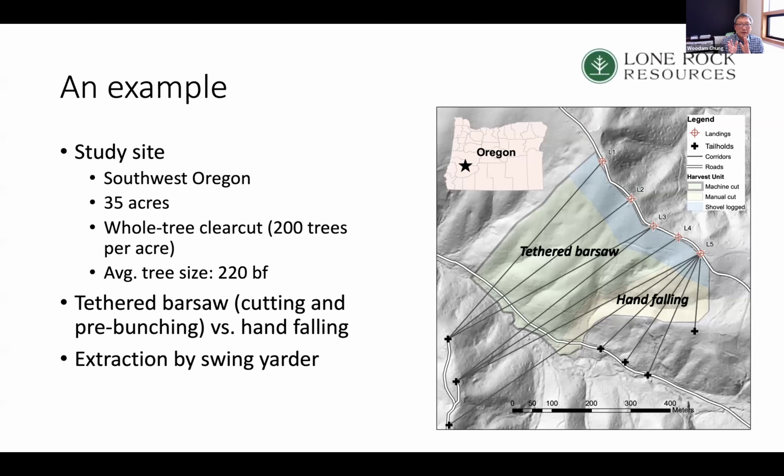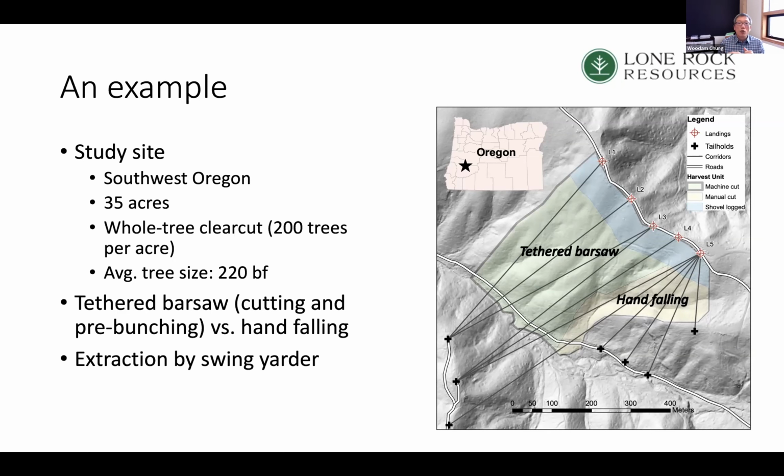This is a study that I presented last year, focusing on soil impact of tethered logging, but this time it's going to be economics. In this study, it's a Lone Rock property in Southern Oregon. You can see this 35-acre clear-cut area, and in the green area, we used a tethered machine to cut down trees. And in the yellow area, we used hand cut, so a timber faller fell the trees.